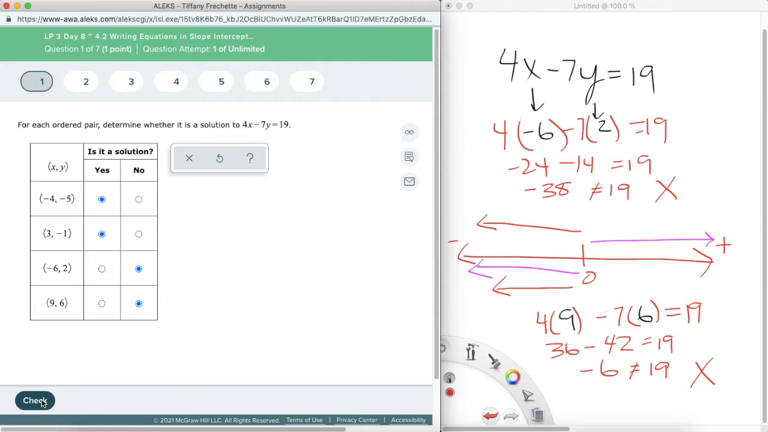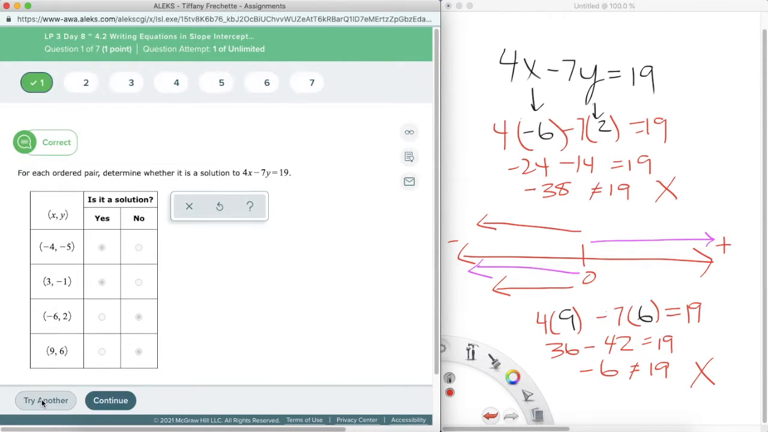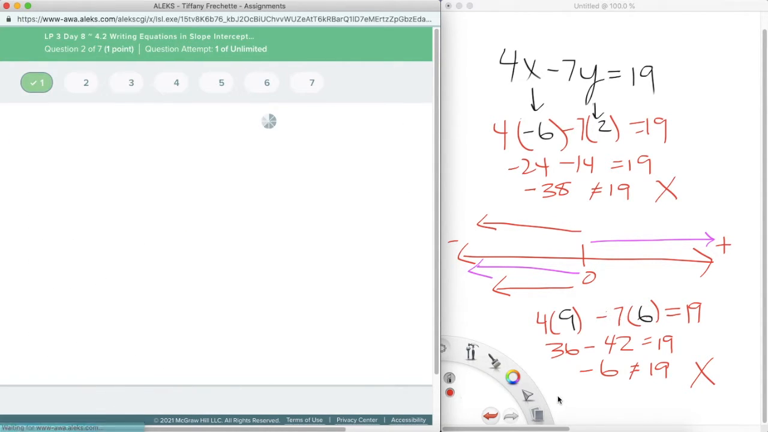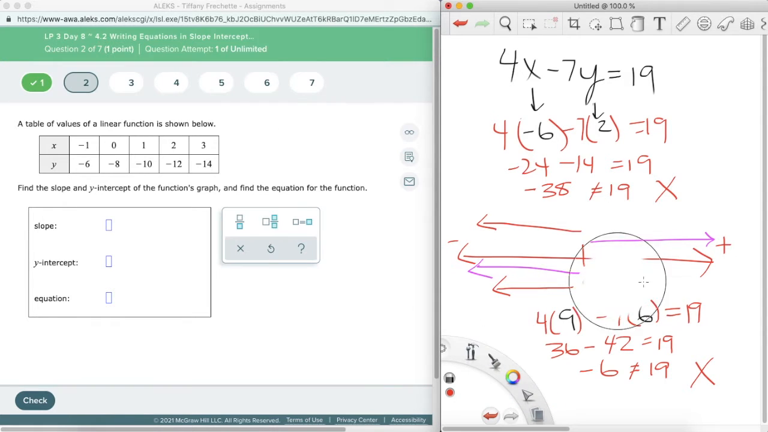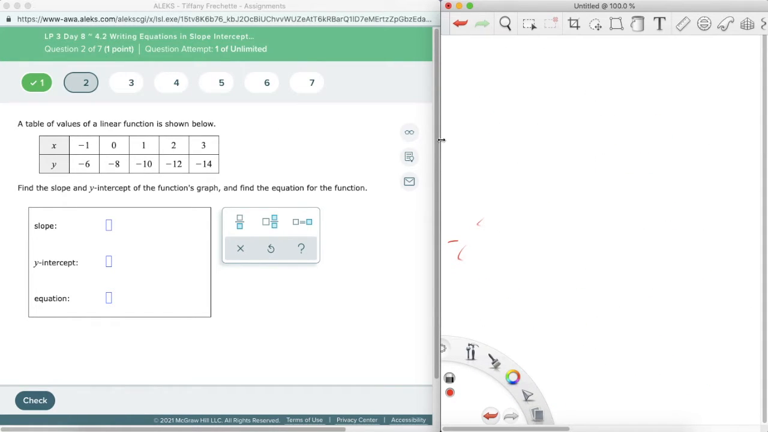All right, so let's go ahead and check this guy. Yay! Okay, let's erase this. Look at the next piece here.